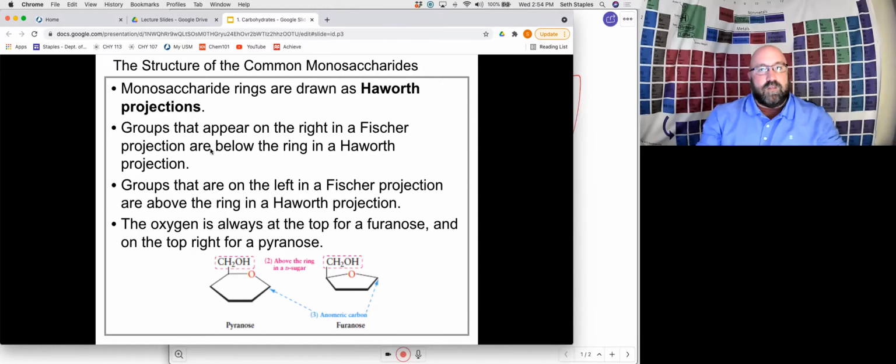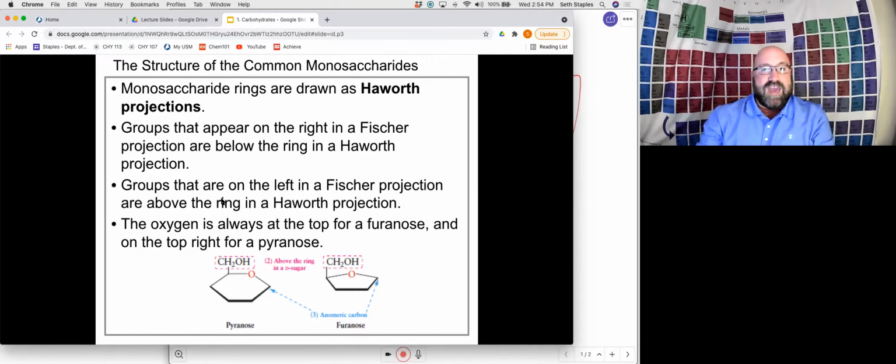The way that we interpret or go from a Fischer projection to this Haworth projection is that groups that appeared on the right in a Fischer projection end up below the ring in a Haworth projection. Groups that were on the left in a Fischer projection end up appearing above the ring in a Haworth.